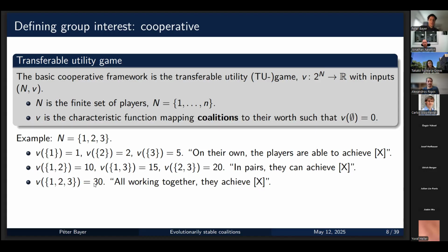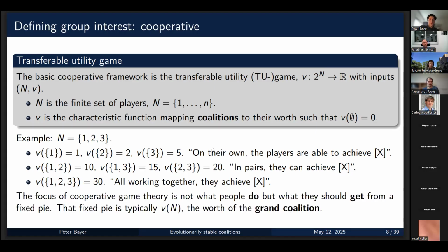And of course, we have the last one. If they all work together, they can achieve, in this case, 30. Okay, the focus of cooperative games is not necessarily what people do, even though I say they team up or they come together or they deviate. These actions are actually suppressed in this notation. What we are looking at most of the time is how much they should get from a fixed pie. So I'm not trying to predict how these guys behave. I'm trying to come up with how they should divide the pie, being the total value of the grand coalition where they all work together, such that they're all happy in some sense, or that the division is fair, and so on.